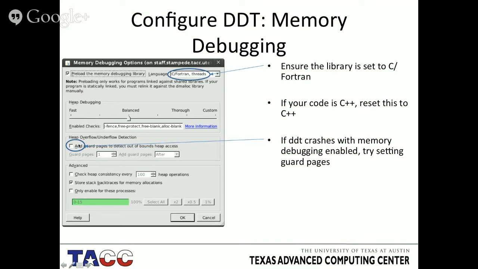Also, I've heard of a few cases where people had to add guard pages to prevent DDT from crashing when it was trying to do memory debugging. What guard pages do is add an extra buffer of memory allocation. So if you go outside the area that you allocate, there's this buffer, and DDT will detect that you're writing outside of what you allocated. It's kind of similar to Fortran, where you can compile with check bounds, and Fortran will check to see if you exceeded the bounds of your array.